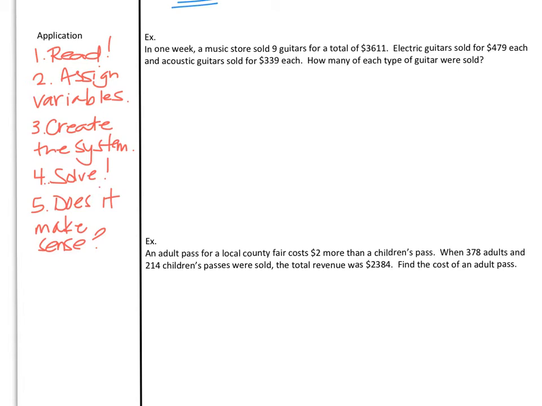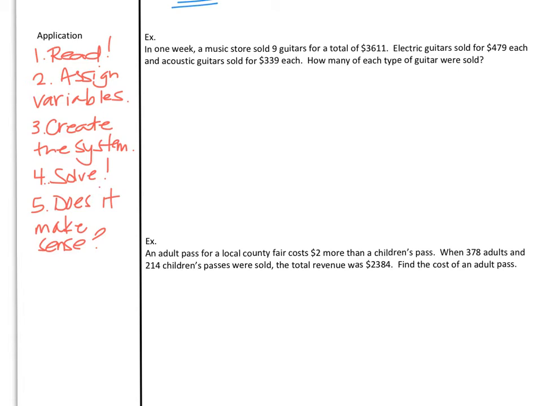Once you read that word problem, you should be able to do step 3, create a system to solve. Once you create that system, then solve. After you solve, make sure your system has meaning, and we'll look at our examples to see if our solutions make sense. Over on the right, in 1 week, a music store sold 9 guitars for a total of $3,611. Electric guitars sell for $479 each, and acoustic guitars sold for $339 each. How many of each type of guitar are sold?